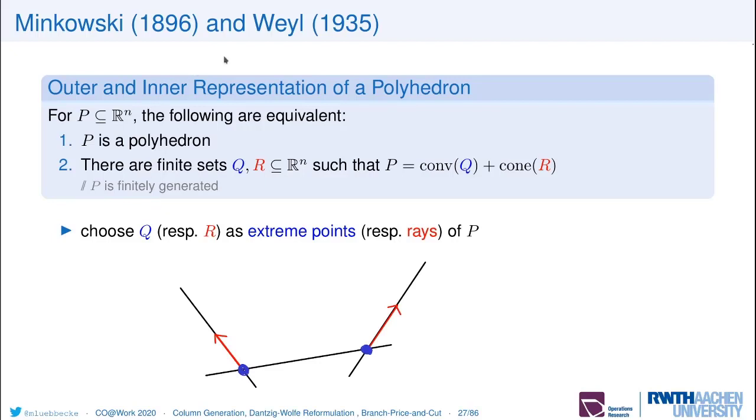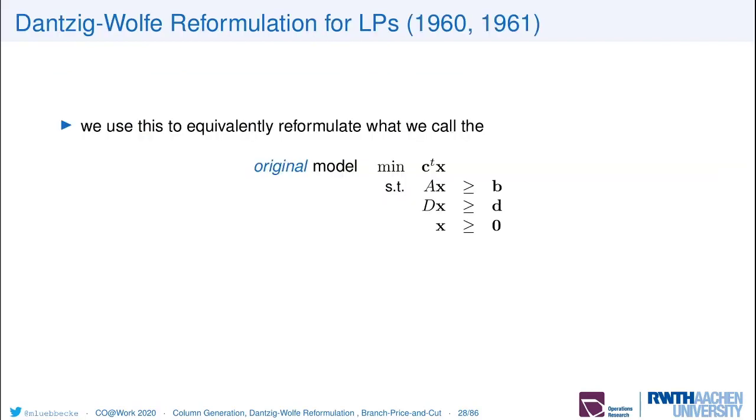So you know this result already, that there are two representations of a polyhedron. A polyhedron is the feasible space of a linear program. And you know, either you have this description as the linear inequalities or the convex combination of the extreme points plus the conic combination of the extreme rays. And what we know is there's only a finite number of the extreme points and a finite number of the extreme rays which are relevant here. So you have seen that in the very basic LP section. We will use this theorem to equivalently reformulate a linear program.